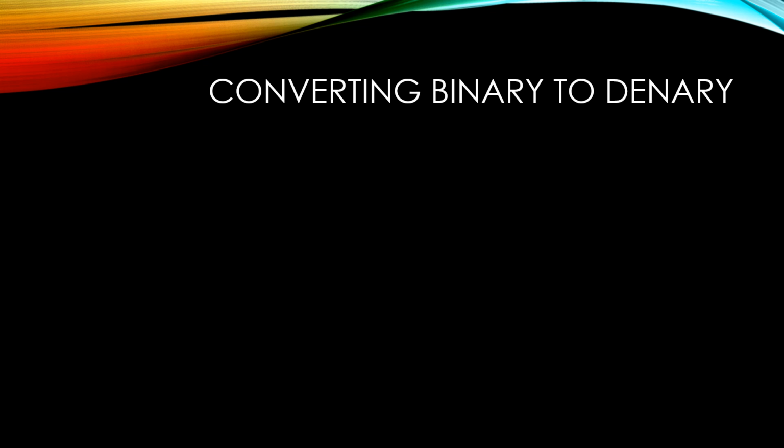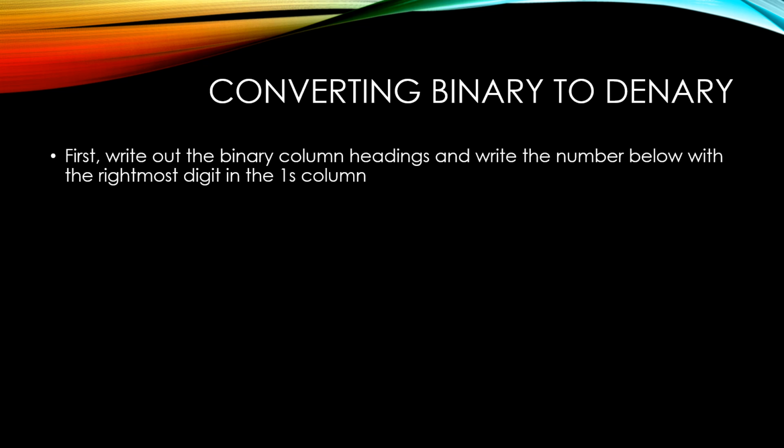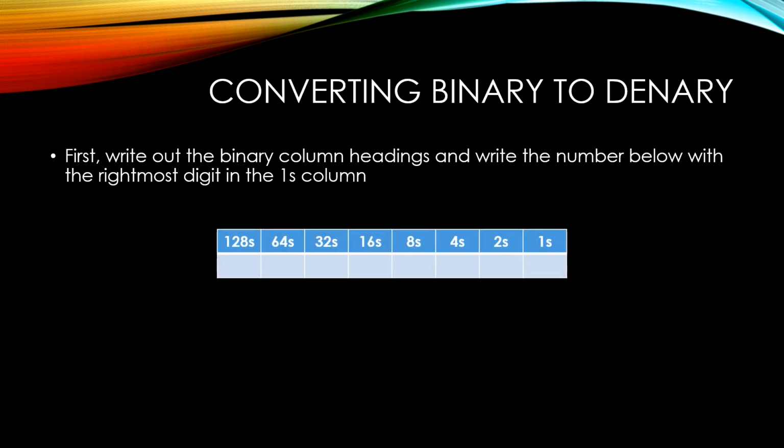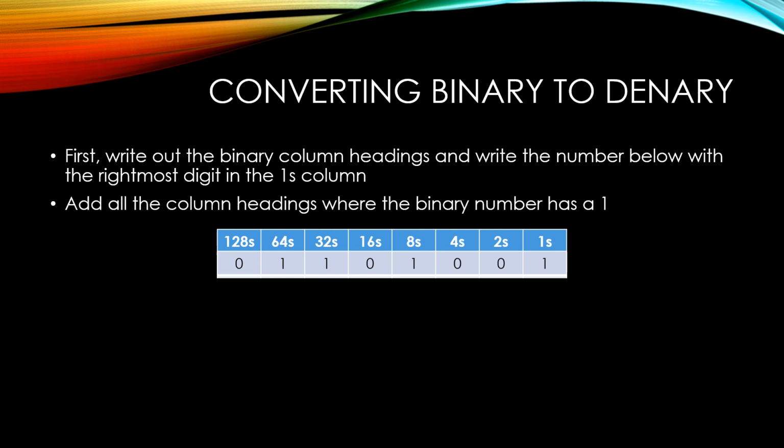To convert a number from binary to denary, start by writing out your binary table with all the column headings at the top as they should be, starting from 1 on the right and doubling as you move left. Write your binary number below with the rightmost digit of your binary number in the ones column. All that remains to do is add up the column headings where our binary number has a 1 in the column. So this number, 1101001, contains 64, 32, 8, and 1, for a total of 105.